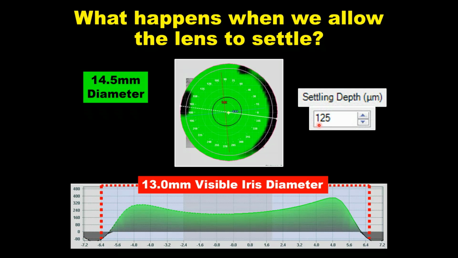If I've settled that lens in 125 microns, now I can see how that lens has created all kinds of compression at the visible iris where our limbus is believed to be. So this is a very concerning fit. There's no way we should be fitting a 14.5 millimeter scleral lens on this huge eye. We definitely want a much bigger contact lens.